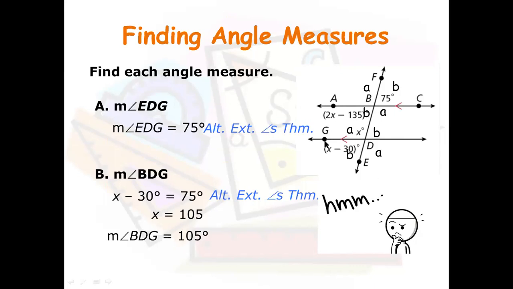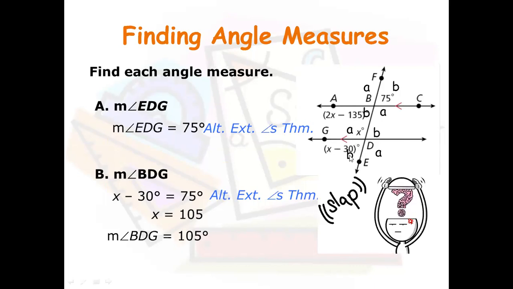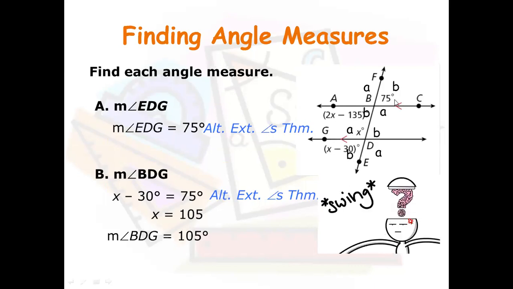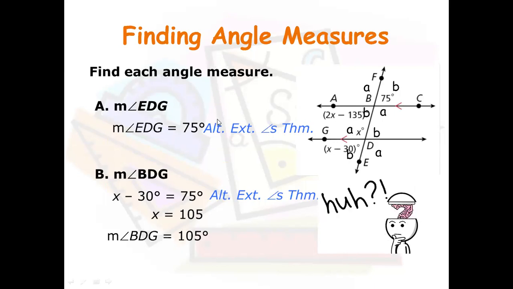So they're asking us for angle EDG. Which letter is corresponding to this angle? B. Now, do we have the measure of any angle B? Yes, we have it here. It is 75 degrees. So angle EDG is 75 degrees.